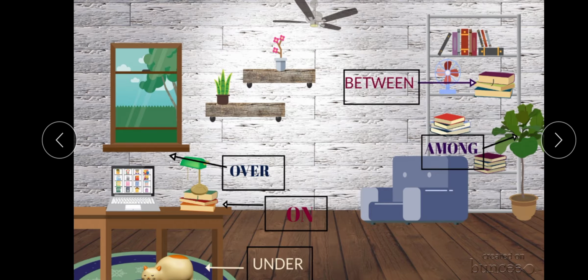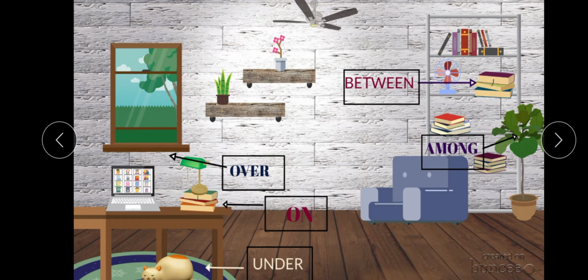Okay. Next, on. When something is placed on the surface, that means that thing is in touch with the surface. In that case, we use on. See, these books are in touch with the surface of the table. That means we can use on here. So, the sentence will be: the books are on the table.